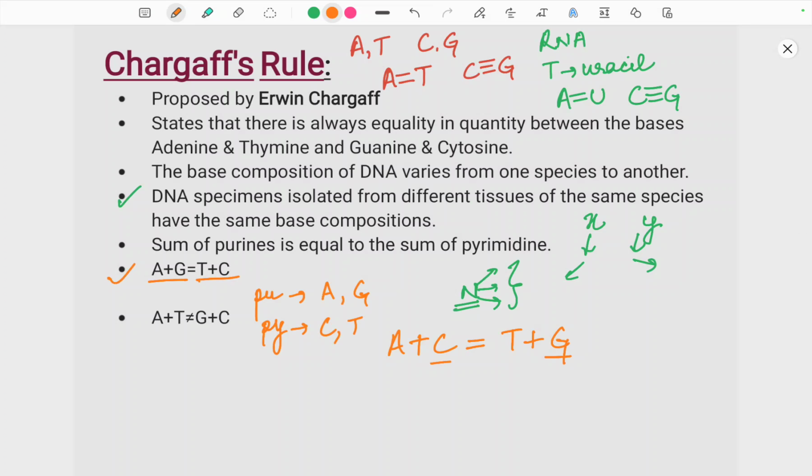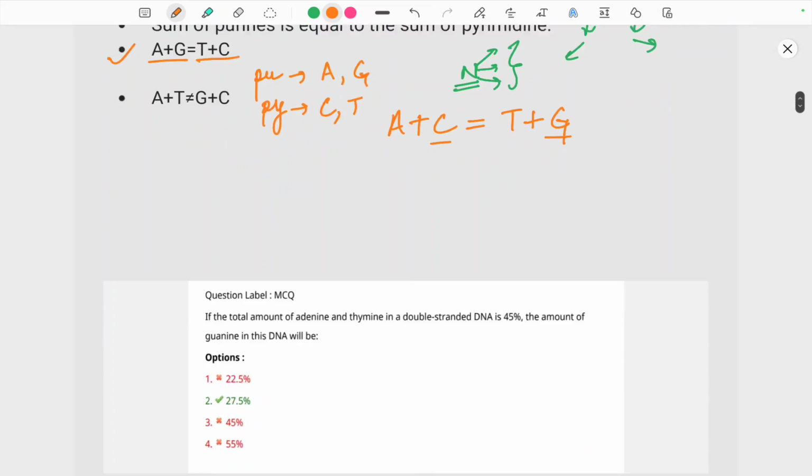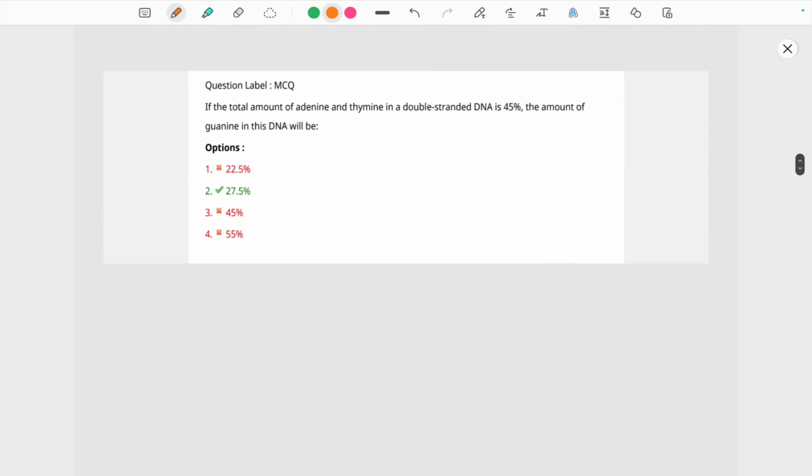Now let's try and solve a question based on this topic. This is an ICMR JRF exam 2022 question and let's read what is there. If the total amount of adenine and thymine in a double-stranded DNA is 45%, the amount of guanine in this DNA will be? So what we have been given is the amount of adenine plus thymine. We know that it is 45% and the amount of guanine is what we have to calculate.